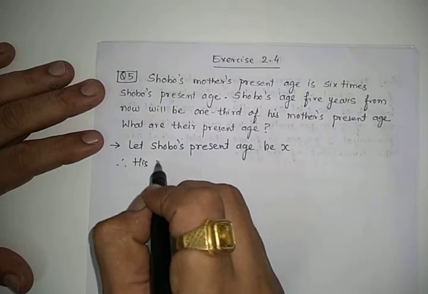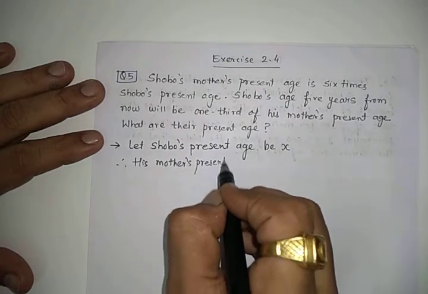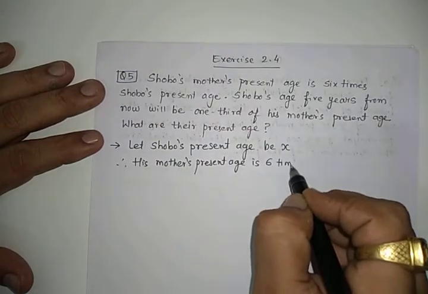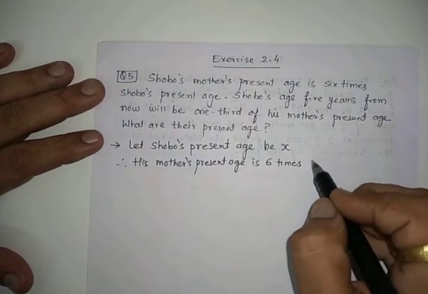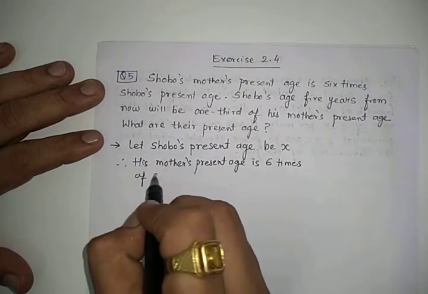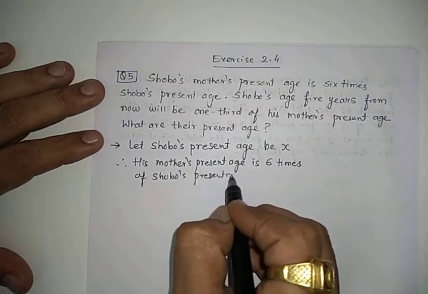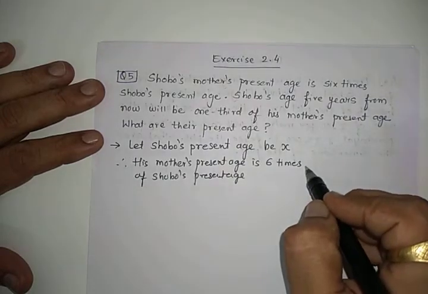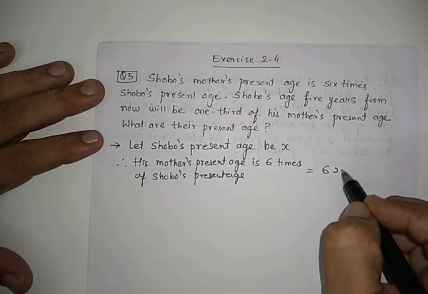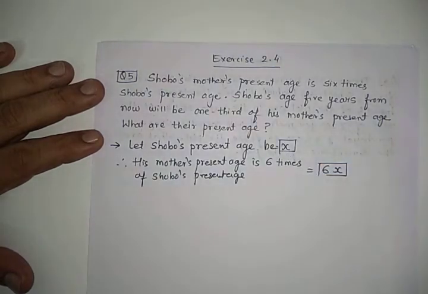Therefore his mother's present age is 6 times Subhu's present age. So Subhu's present age is x and 6 times means 6x. This is the mother's age and this is Subhu's present age.